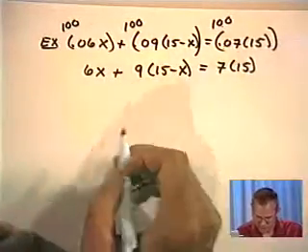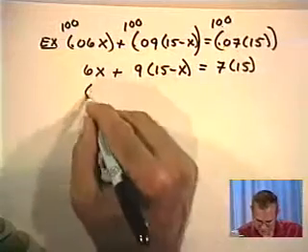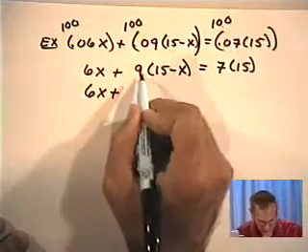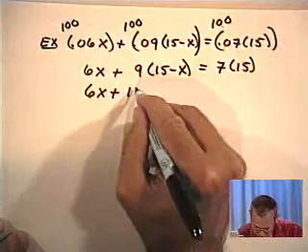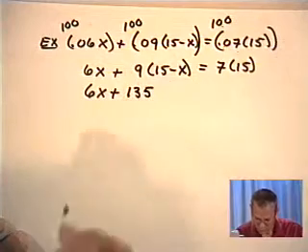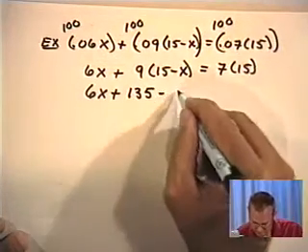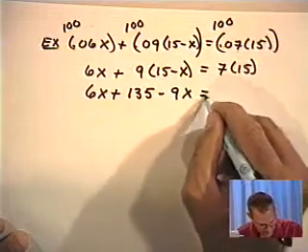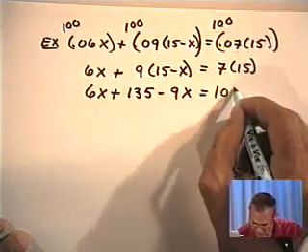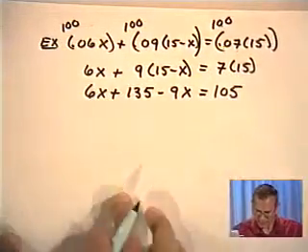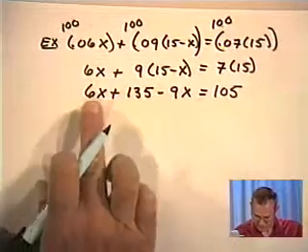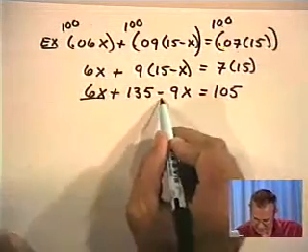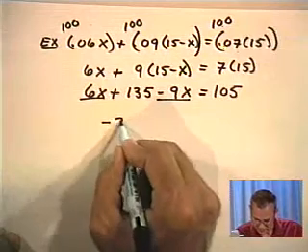Now it's a matter of distributing and trying to solve. So let's use the distributive property here. 9 times 15 is 135. And 7 times 15 is 105. And now let's go ahead and combine our x's. 6x and a minus 9x is negative 3x.